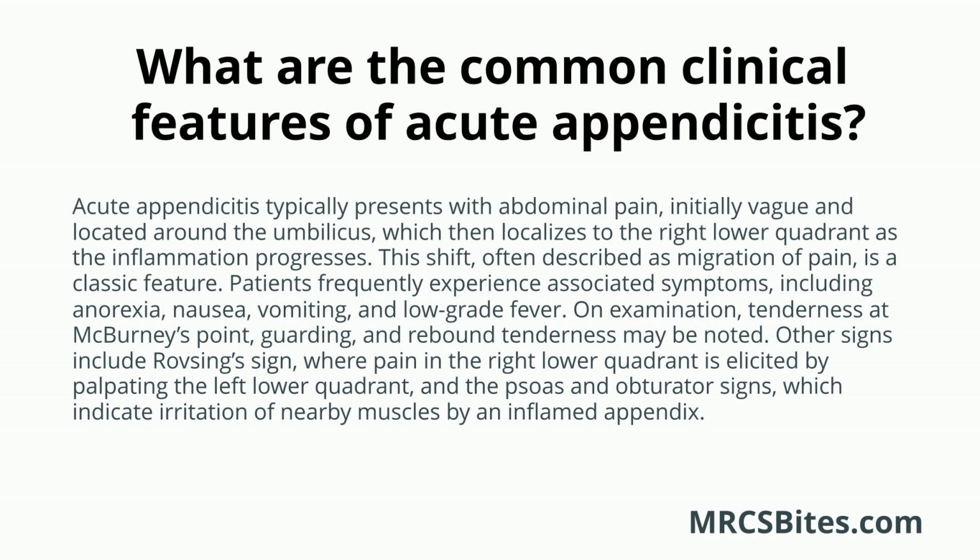What are the common clinical features of acute appendicitis? Acute appendicitis typically presents with abdominal pain, initially vague and located around the umbilicus, which then localizes to the right lower quadrant as the inflammation progresses. This shift, often described as migration of pain, is a classic feature.